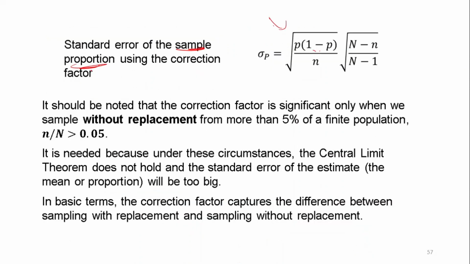It should be noted that the correction factor is significant only when we sample without replacement for more than 5%. So you need to test first: n divided by capital N should be greater than 0.05. If your condition meets the requirement, you can use FPC. It is needed because the central limit theorem does not hold and the standard error of the estimate will be too big. In basic terms, the correction factor captures the difference between sampling with replacement and without replacement.